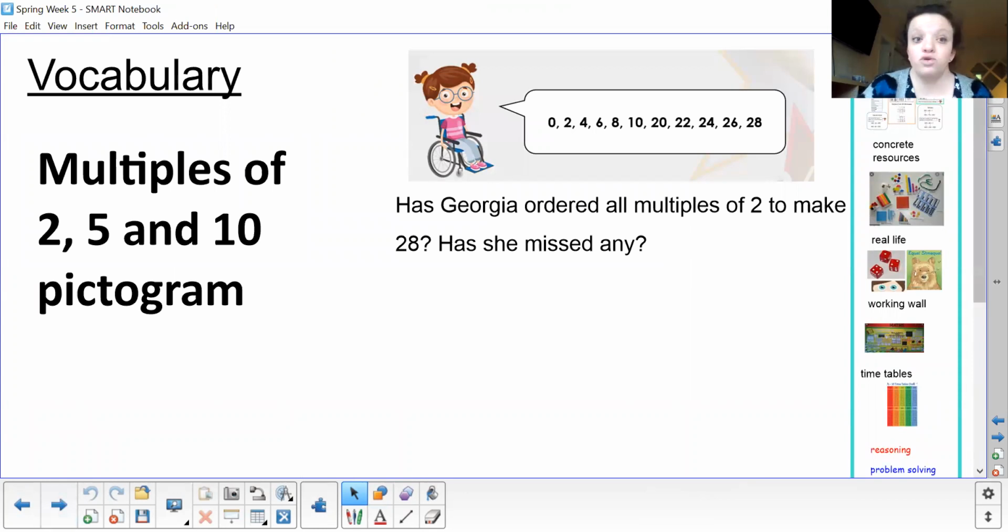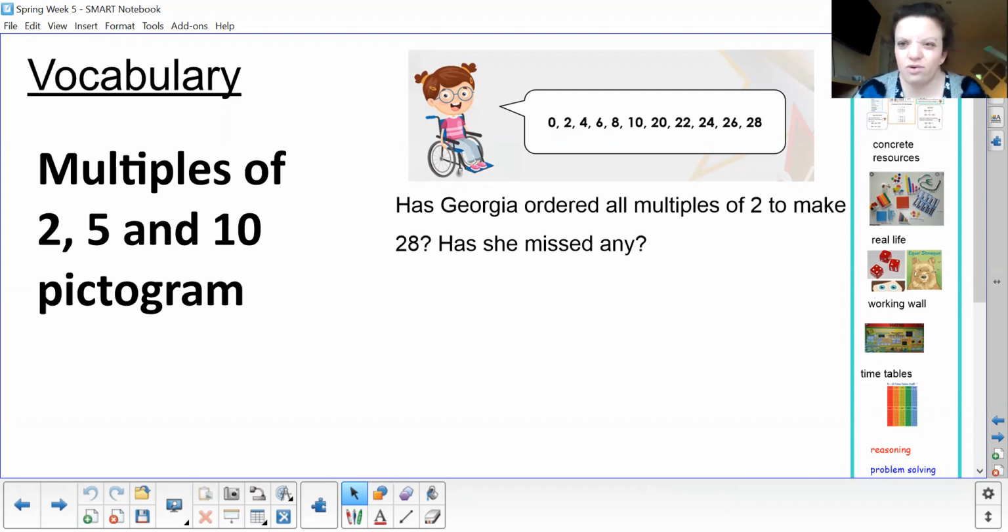So multiples of 2s, 5s and 10s are going to be needed today, and we know that multiples of 2s, 5s and 10s are our answers that we get when we multiply by 2, 5 and 10, and they're the numbers that can be easily divided by 2, 5 and 10. A pictogram, we talked about last week and yesterday, is a diagram that shows results, it shows information, but it uses pictures to represent numbers. Instead of a tally, which uses lines, a pictogram uses our pictures.